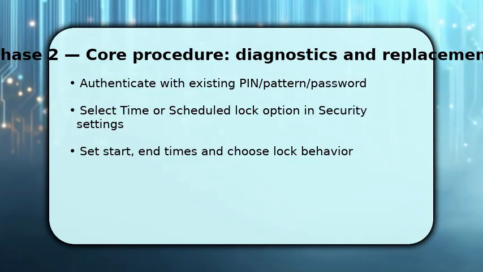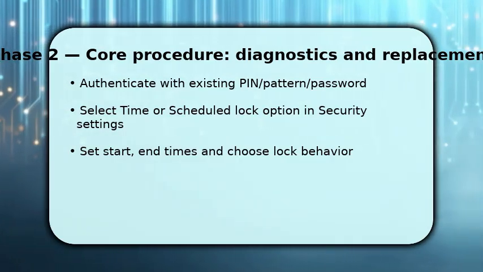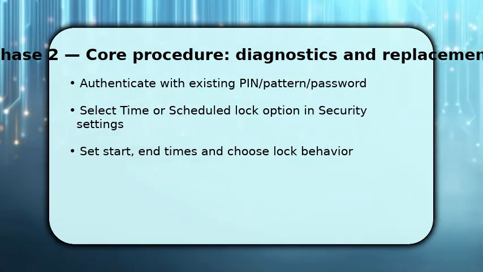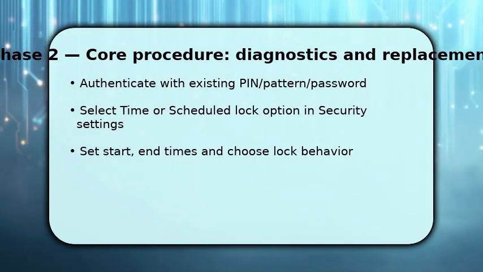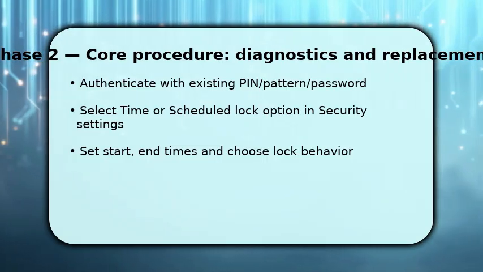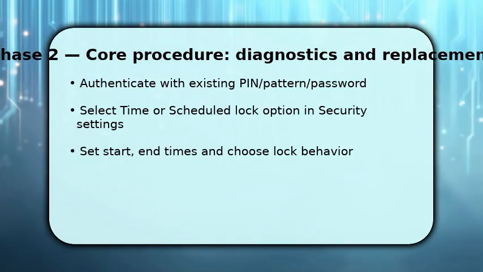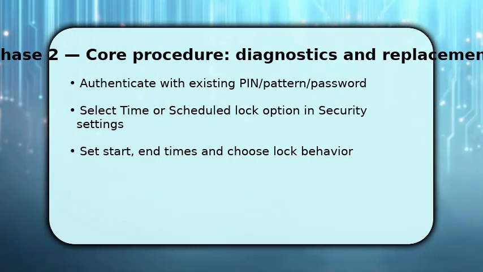Then, locate and choose the time or scheduled lock feature under Security > Screen Lock. Not every manufacturer uses the same label. Once selected, set start and end times using the 24-hour toggle if available. Make sure AM/PM is correct.